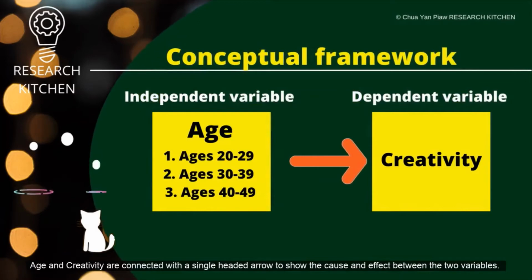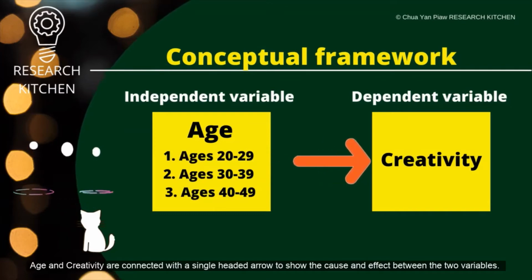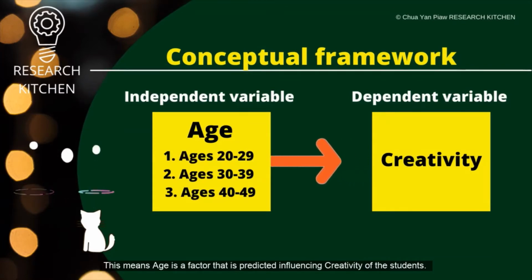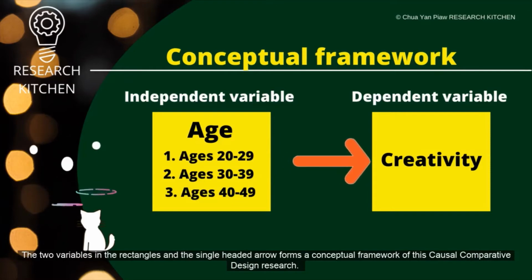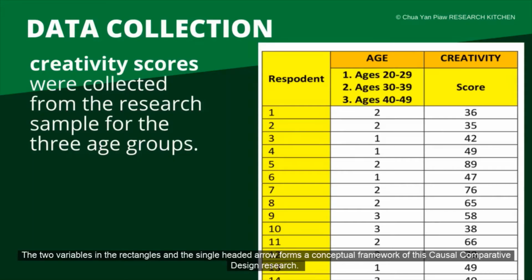Age and creativity are connected with a single-headed arrow to show the cause and effect between the two variables. This means age is a factor that is predicted to influence the creativity of the student. The two variables in the rectangles and the single-headed arrow form a conceptual framework of this causal-comparative design research.